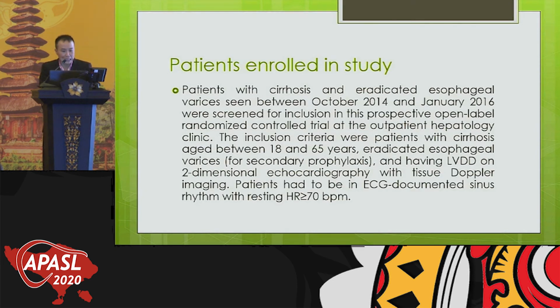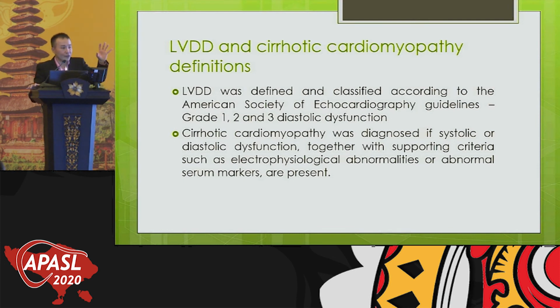Now, what they found here was that patients with cirrhosis and eradicated esophageal varices were screened over 2 years and included in this prospective open-label randomized controlled trial. They were aged between 18 and 65. They had eradicated esophageal varices, so this is secondary prophylaxis, and they had to have left ventricular diastolic dysfunction on echocardiography. And they defined those same measures that we saw before, exactly the same, grade 1, 2, and 3 diastolic dysfunction, and they diagnosed it if they found systolic or diastolic dysfunction together with some supportive criteria like ECG abnormalities or abnormal serum markers.